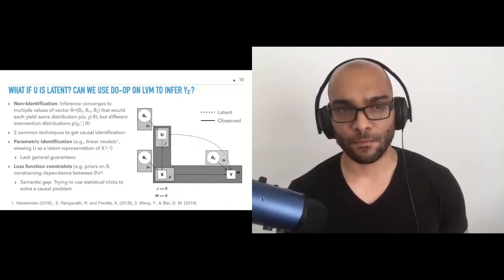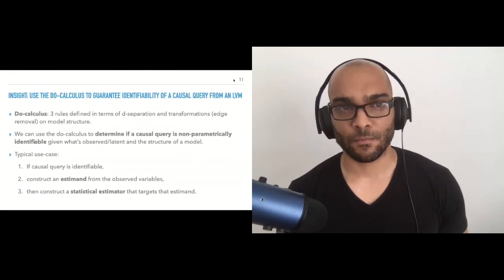Loss function constraints try to address the non-uniqueness of the thetas during training by, for example, using priors or enforcing independence between the parameters. Here, we have a semantic gap. We're trying to use a statistical solution to solve a causal problem. We propose using the do calculus to guarantee identifiability of a causal query in a latent variable model.